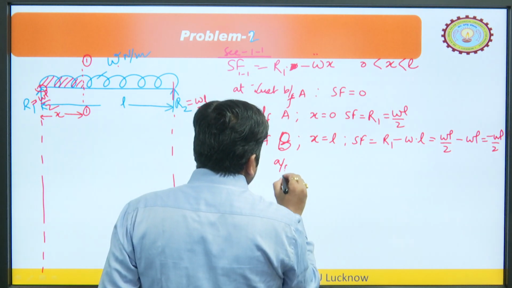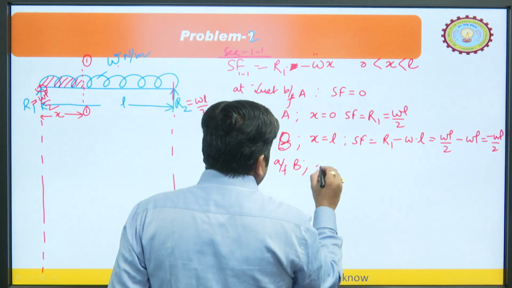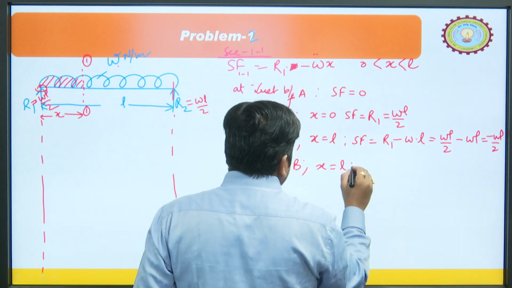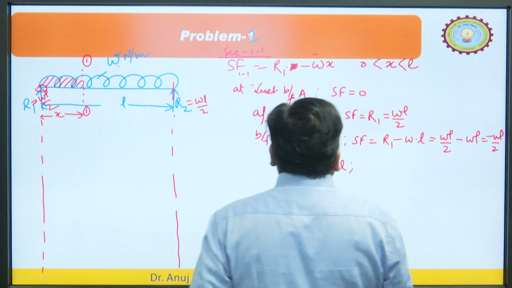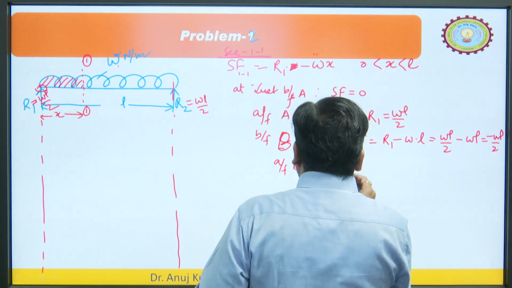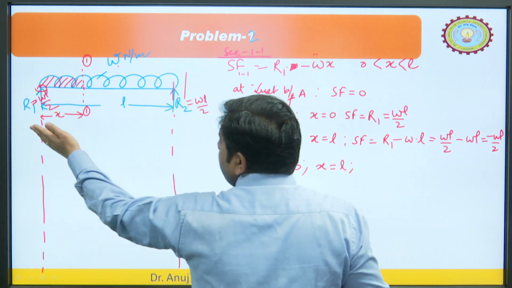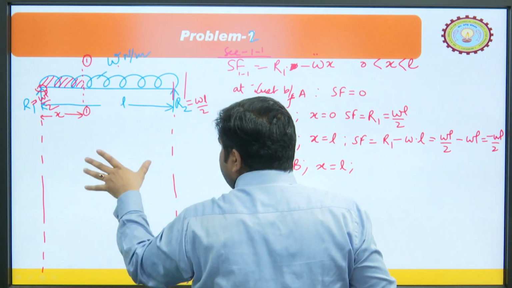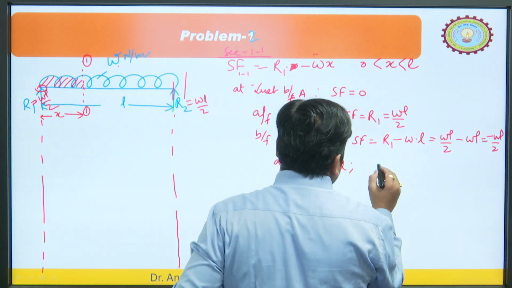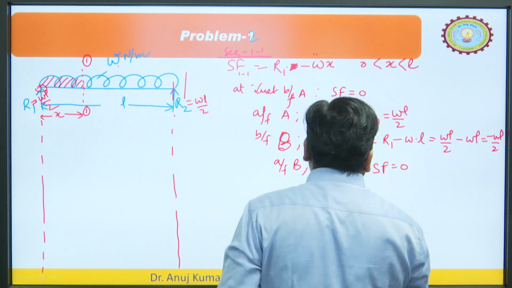And after B, if you take x equal to L plus something, it means you have come here. So, if you see, this is WL by 2 minus WL plus WL by 2, so again shear force will be equal to 0.